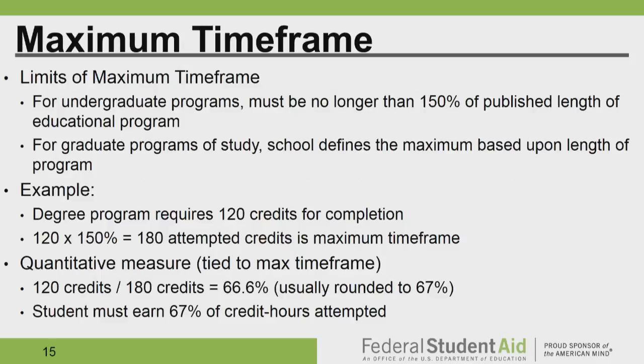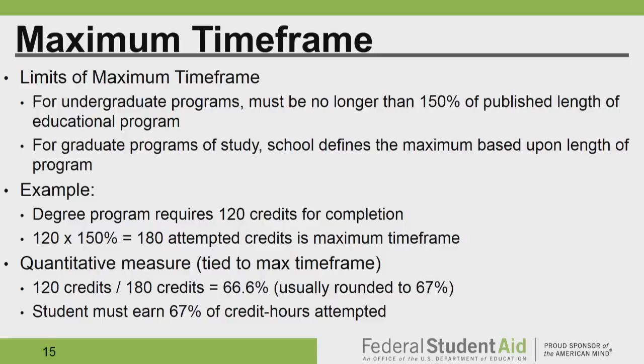For maximum time frame, the limit for undergraduate programs is 150% of the published length of your educational program. For graduate school, for any graduate program of study, the school gets to define the maximum time frame based on the length of your program. We gave an undergraduate level example here, the typical bachelor's degree being 120 credits for completion. So 120 times 150% is 180 attempted credits. So that is your maximum time frame.